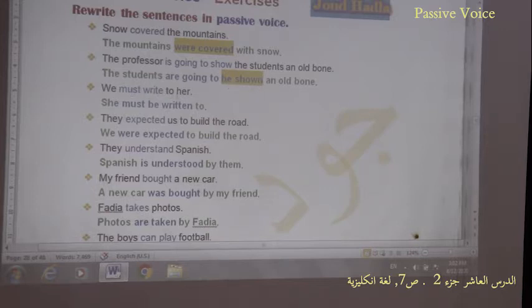Now we must write to her, and here we have a modal verb, and it must be followed by the base form of the verb to be, which is be. But before doing that, here we have an object pronoun, and when we use it at the beginning of the sentence, we change it into a subject pronoun. So we must write to her, she. Don't forget to convert the object pronoun into a subject pronoun at the beginning of the sentence. So she must be written to. Here we use the base form of verb to be, which is be, plus the third form of the verb in the introductory sentence. So she must be written to.